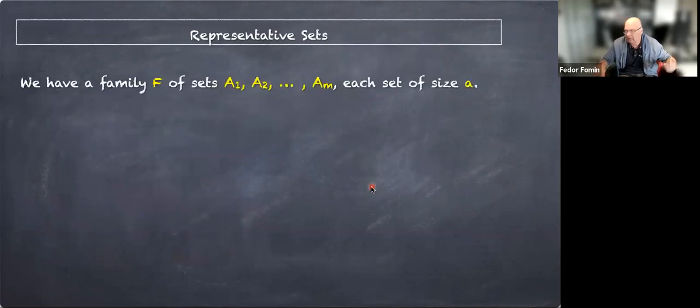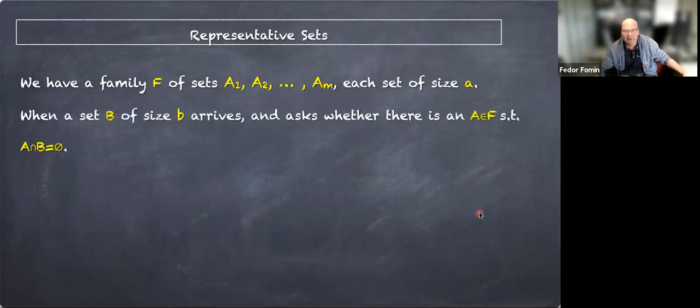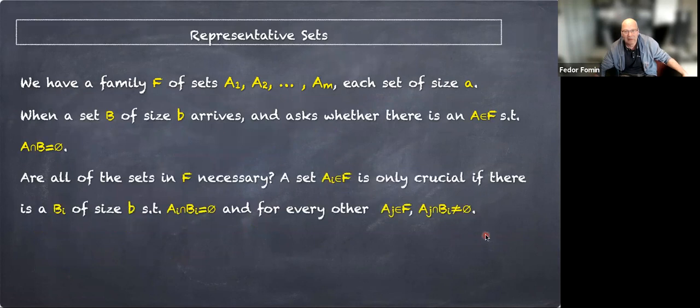And this is exactly the question: how to compute representative sets. But let me repeat the same thing once again, because this is important to understand for the remaining part of the lectures. So I have a family F of sets A1 to AM, and each set is of size A.